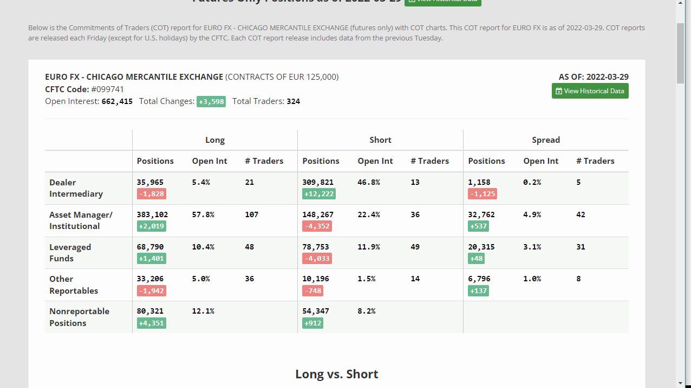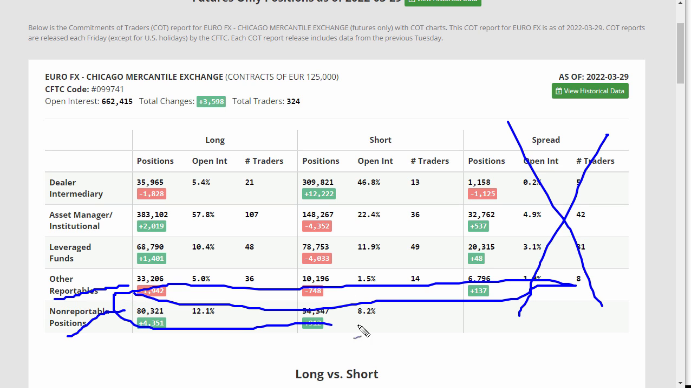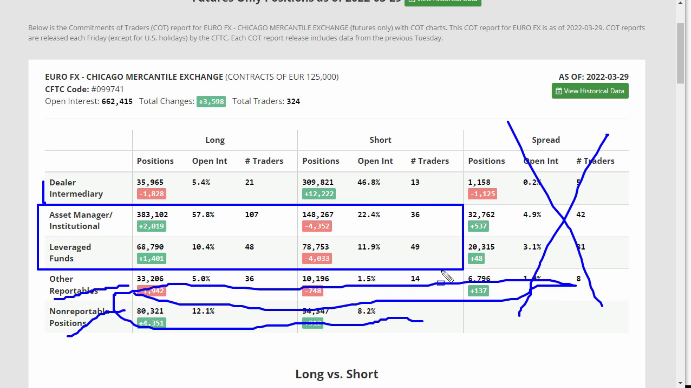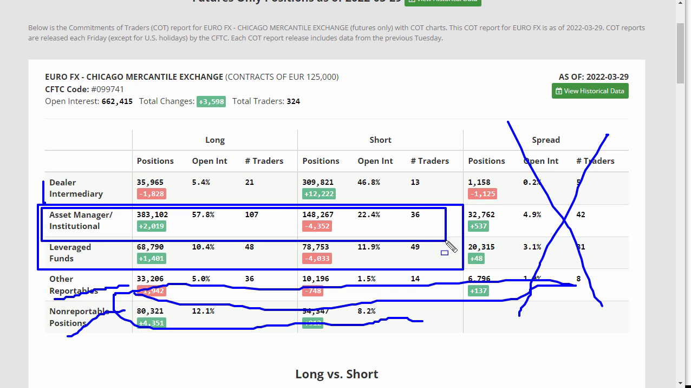First things first, let's show you what you don't need to be looking at, because there's no point. So I'm going to just cross that out. You don't need to be looking at the spreads, other reportables, or non-reportables, so you can scrub all this out, not interested. We might look at this in a later part of the video, but the real focus sits around these two groups in this area here, and in particular this group here. This is the important bit to me.